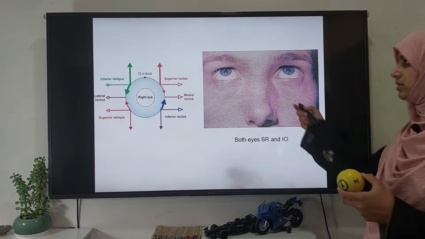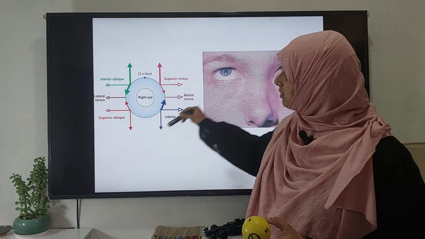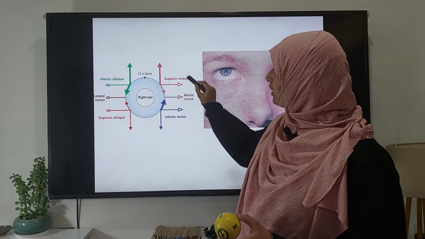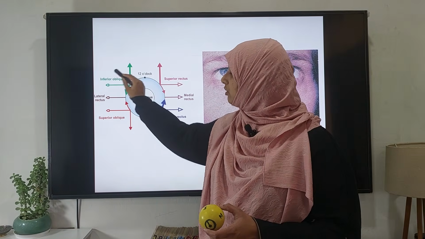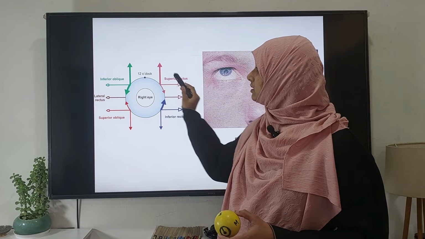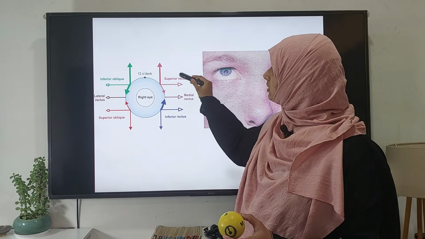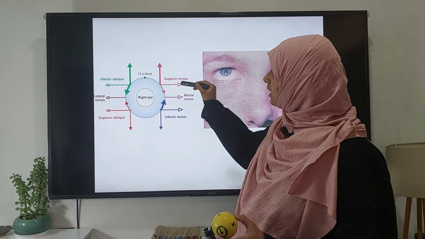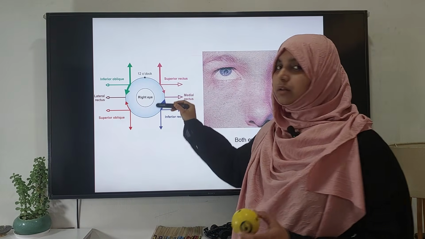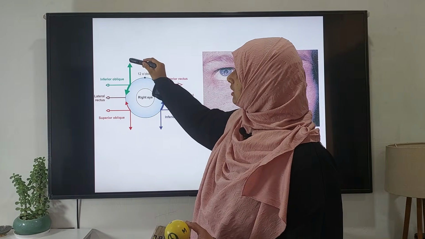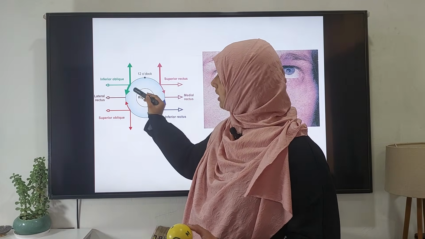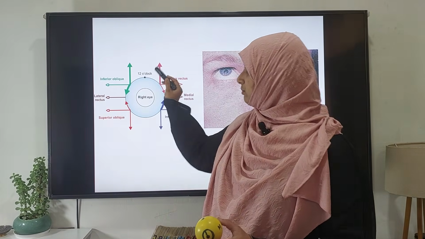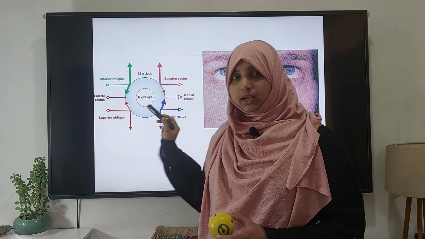Next, if you see this image, you have the superior rectus and inferior oblique causing these different movements. That is, superior rectus is causing elevation, medial rotation and intorsion, whereas inferior oblique is causing elevation, lateral rotation and extorsion. But both of them are causing what?